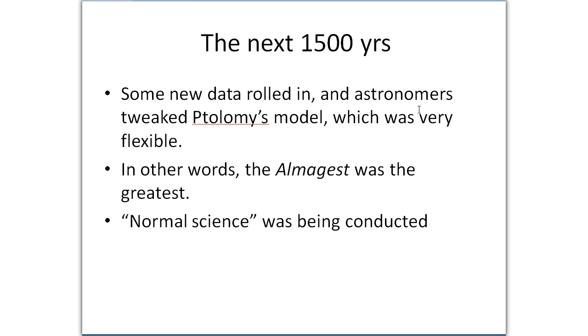Some new data rolled in, and the astronomers of the day tweaked Ptolemy's model. They never needed to make up a new model, and the reason was because Ptolemy's model mostly worked. And when it didn't work, they would just change the size of something. They'd change the size of the epicycles. They'd move the Earth slightly more off-center, as well as the equant, and so on. So there was no data that they couldn't fit the model to.